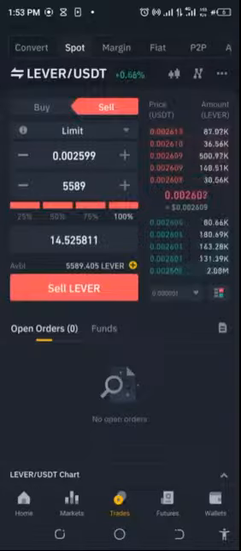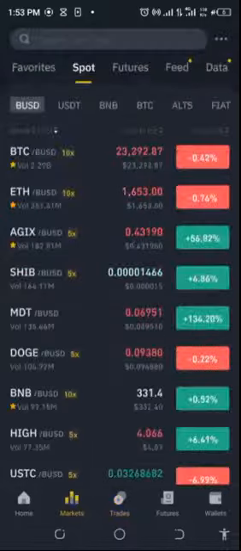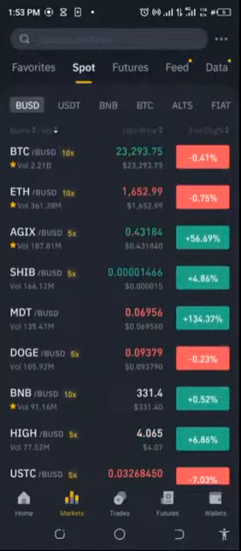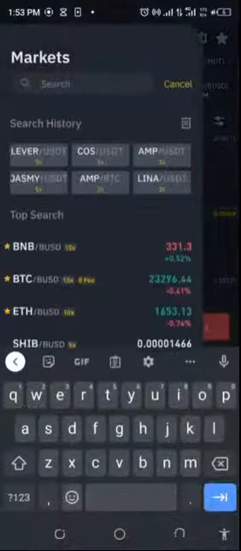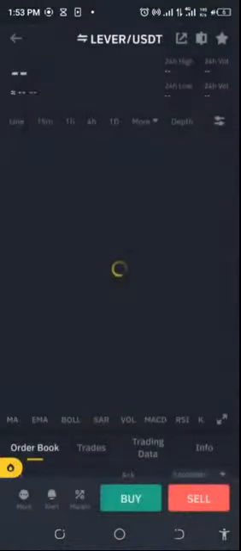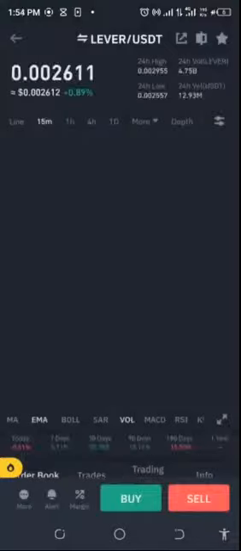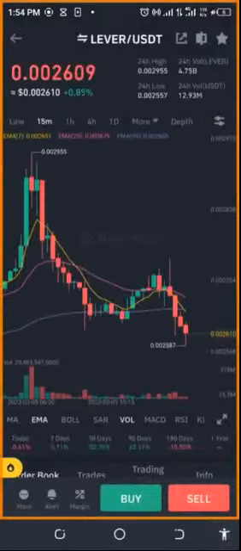But I am not going to sell at this price. I'm going to sell at a higher price than what we have here. Okay, so I'm going to take that price. Don't forget, let's go back to the all-time high, and then choose something slightly lower than that. So let's just click on this and go back to the all-time high. Okay, the all-time high of lever USDT. Okay, so I'm just going to click on that.